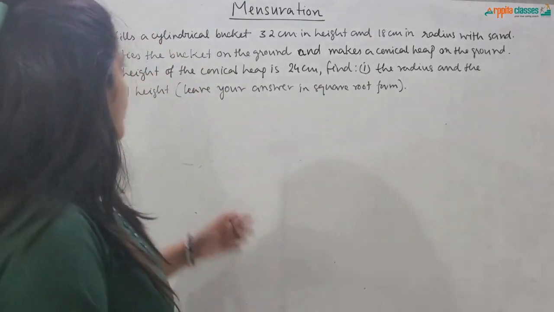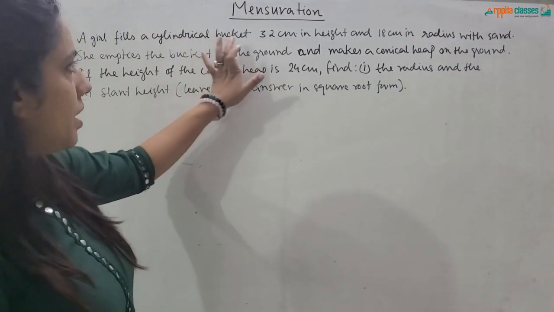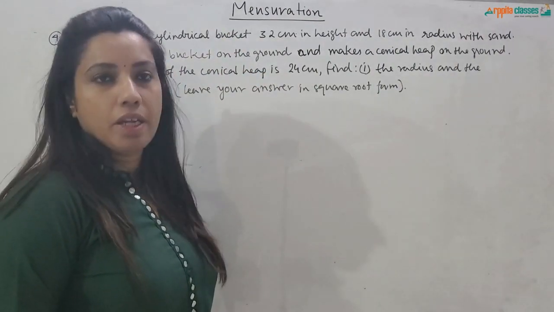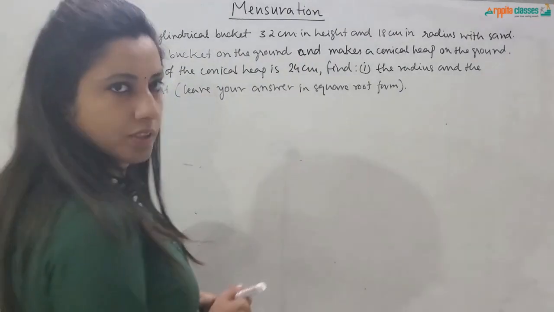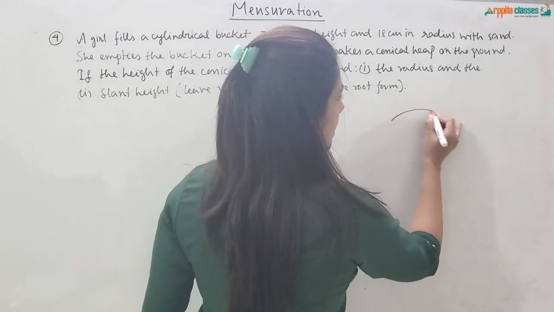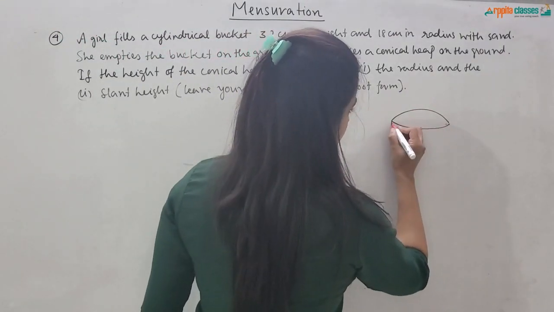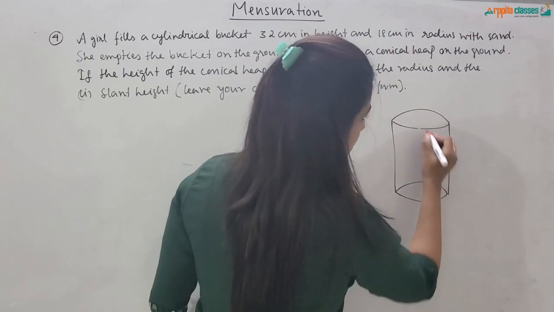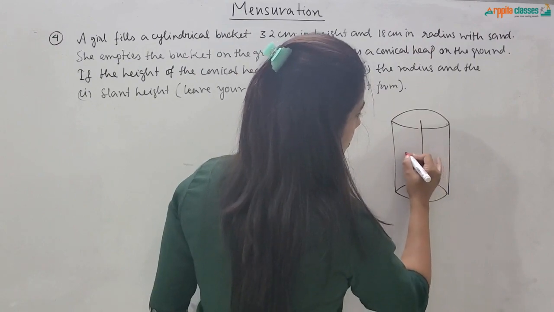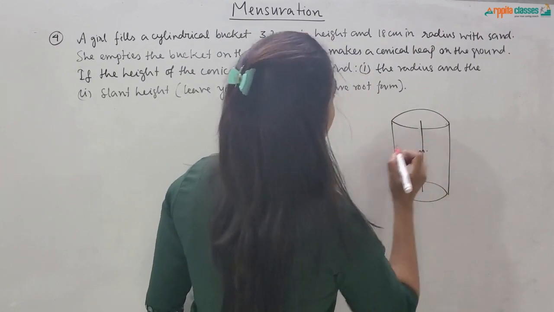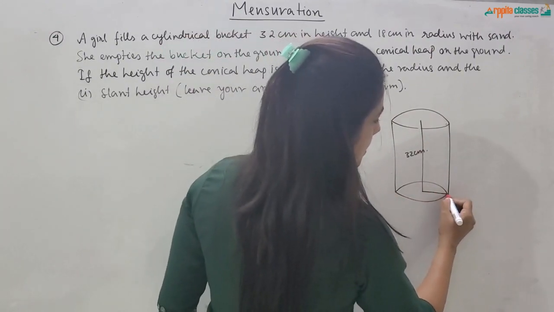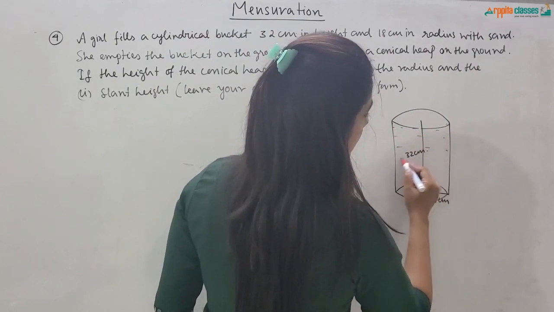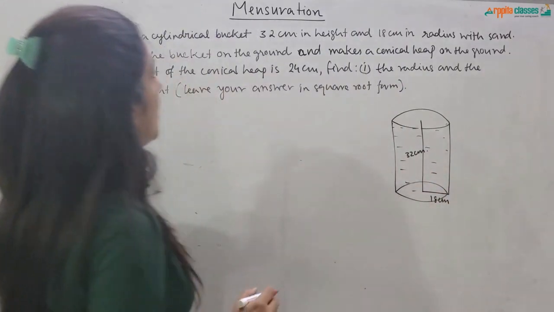Number 4 in front of you. A girl fills a cylindrical bucket 32 centimeter in height and 18 centimeter in radius with sand. So there is a cylindrical bucket, I am drawing it, which is 32 centimeter in height. So the height of this is 32 centimeter and 18 centimeter in radius. So this radius is 18 centimeter. This is filled with sand. The girl is filling it with sand.